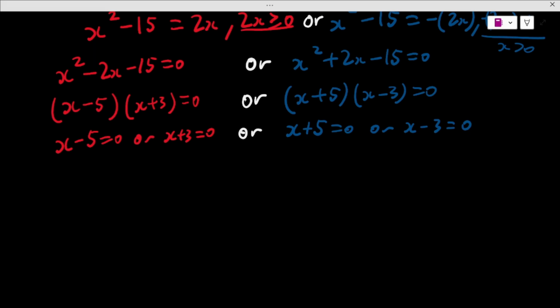Okay, so from these equations, we can pretty much find the value of x. So for the red equations, x is equal to 5, or x is equal to -3, or for the blue equations, x is equal to -5, or x is equal to 3. So is that our final answer?